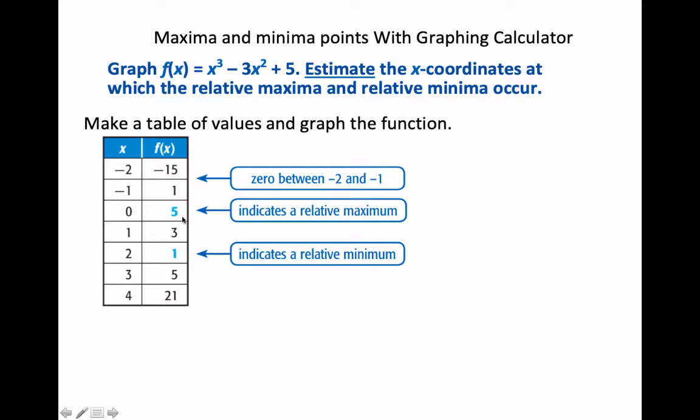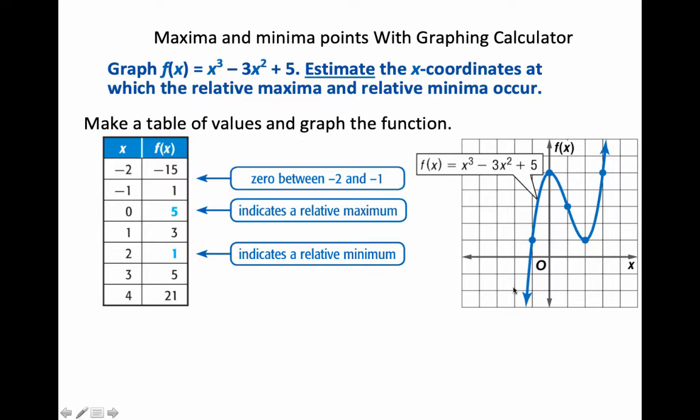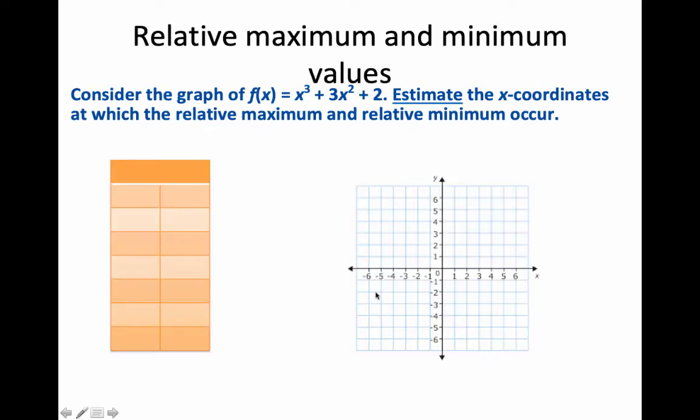And I'm 1, 5, 3, 3, 1, 5. Has to be a minimum. So we're looking for those low values and those high values. Here's our graph. I got a 0 between negative 2 and negative 1, going to be right there. And then I've got a maximum here at about 0, 5. Got a minimum here at about 2, 1. So between the table and the graph, we should be able to estimate these max and mins fairly easily by using our graphing calculator.